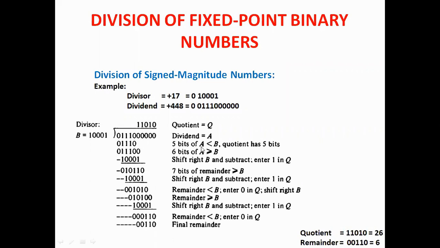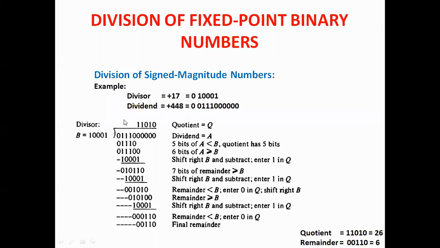So we say that since the 5 bits of A are less than B, we need to make this 6 bits. So I bring an extra digit from here, and it becomes 6 bits. Fine. Now these 6 bits are greater than the divisor. So then I start the division.